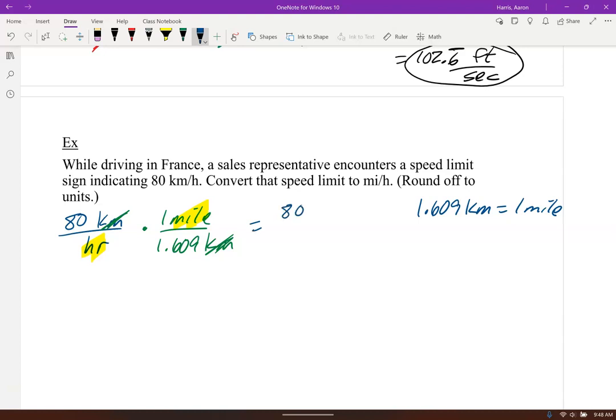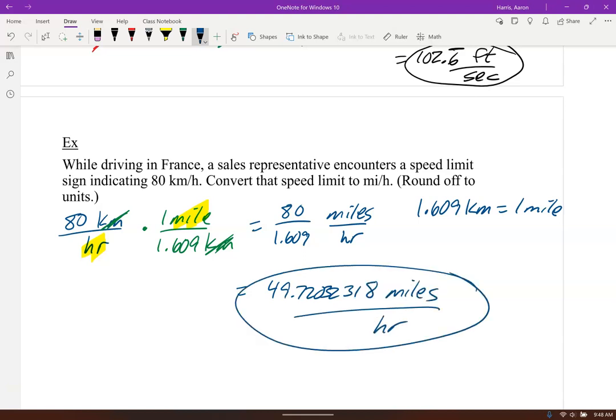So we got 80 times 1, 1 times 1.609 on the bottom. Miles per hour here. 80 divided by 1.609. And you get 49.7203231.8 miles per hour. About 49.7 miles per hour is the same as 80 kilometers per hour.